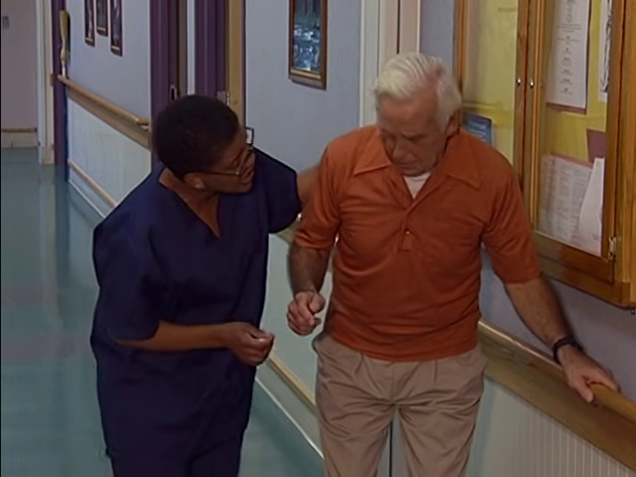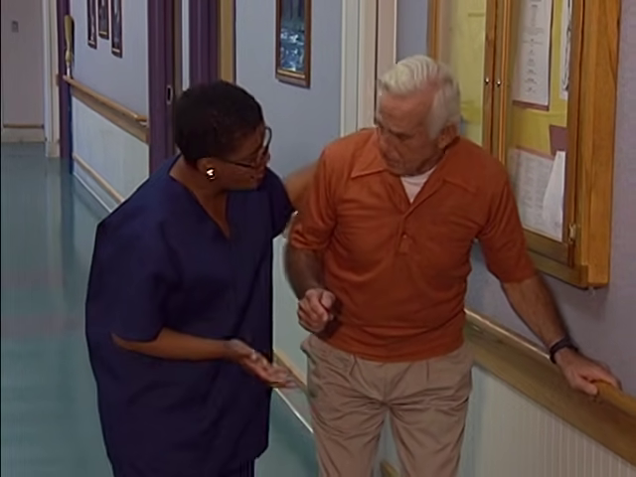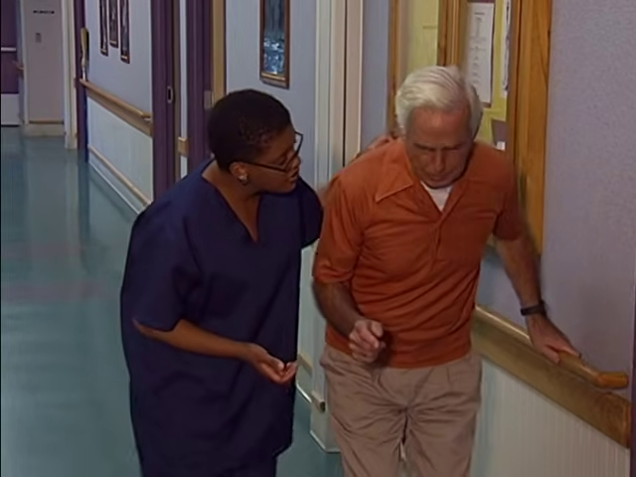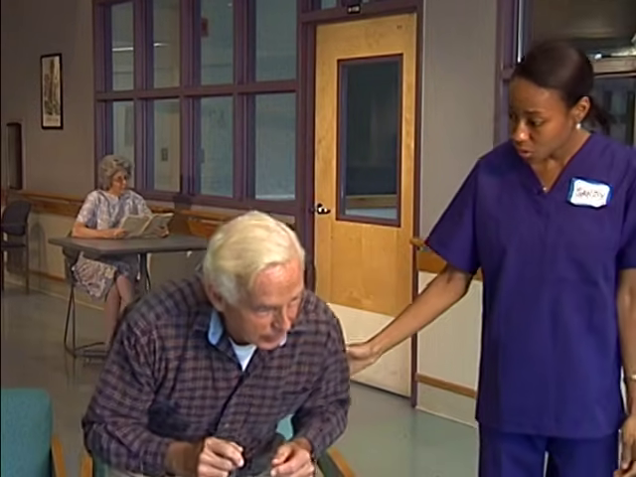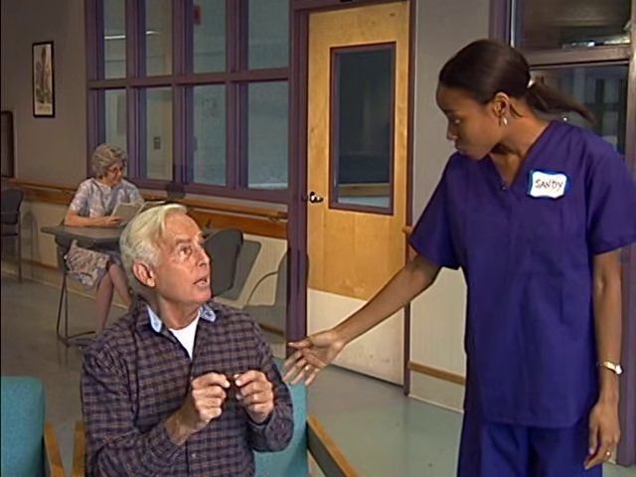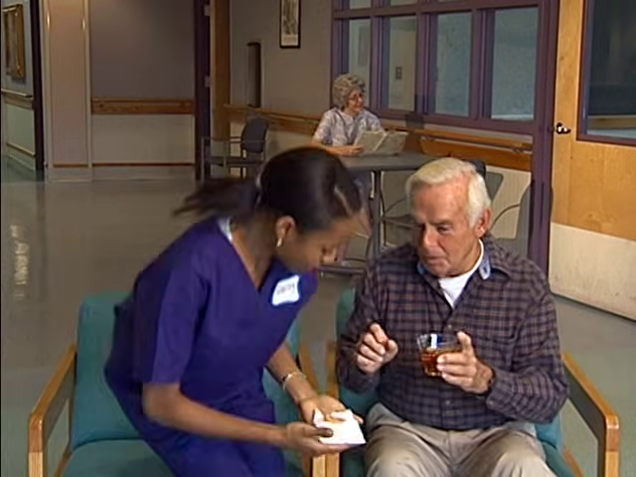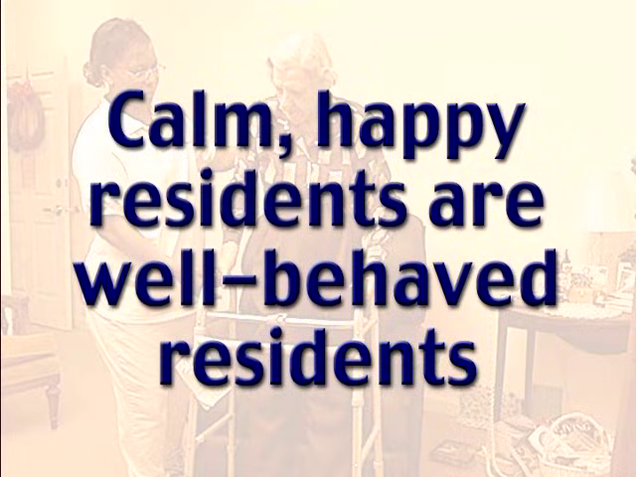Redirection is an excellent way to deal with disruptive behavior when it happens. But the best redirection prevents troublesome behavior from ever happening at all. Pay attention to residents at all times, especially residents who are prone to disruptive behavior. Arrange activities for them to make sure they don't get bored. See that residents are comfortable and warm. Offer them the opportunity to use the toilet regularly. Provide residents with snacks and drinks as needed. When you attend to residents' needs, they're much less likely to get upset and act disruptively. Calm, happy residents are well-behaved residents.